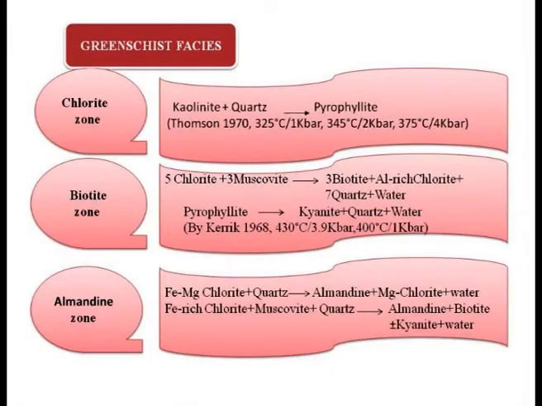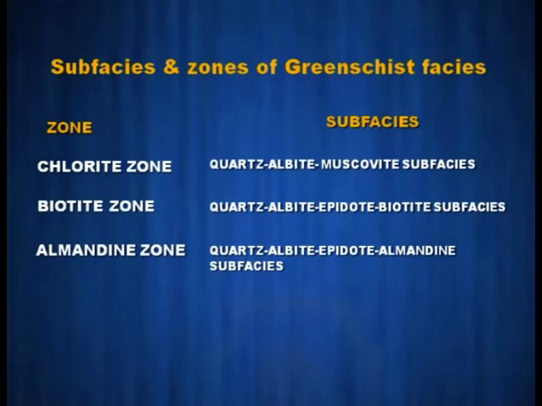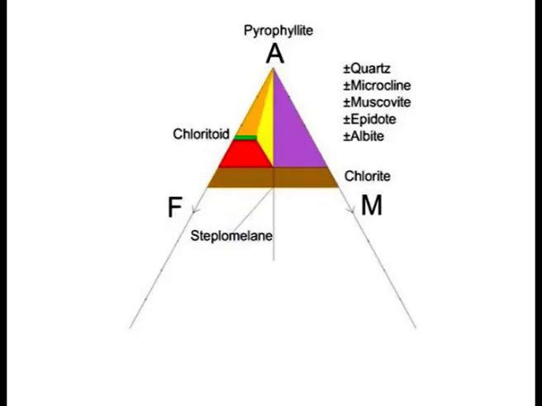Subfacies and zones of greenschist facies. Mineralogical change in pelitic schist, as the classic chlorite, biotite and almandine garnet isograds of Barrow, are used to divide the greenschist facies into three subfacies or zones. Zones and subfacies: the chlorite zone, quartz, albite, muscovite subfacies; biotite zone, quartz, albite, epidote, biotite subfacies; almandine zone, quartz, albite, epidote, almandine subfacies. Now take up the chlorite zone, AFM and AKF diagram of chlorite zone.